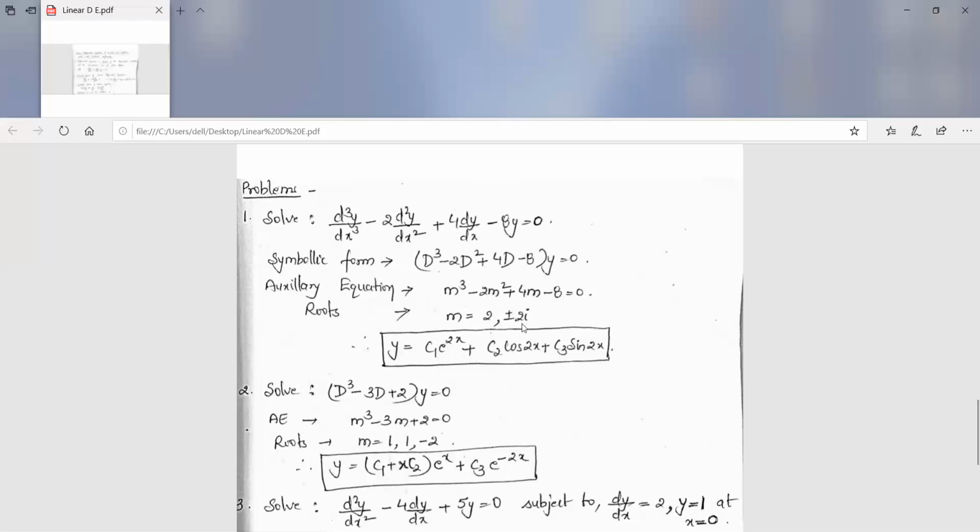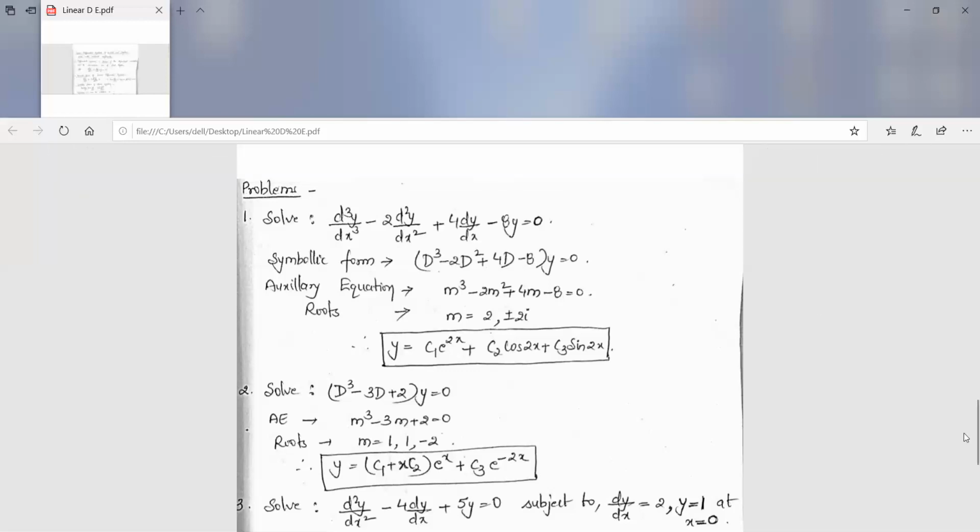Now, based on the cases of the complementary function, we are going to write the solution. y equals, for the real number, c1 e power 2x plus, then for plus minus 2i, there is no real part in this complex number, so only the imaginary part is there. We will write c2 cos 2x plus c3 sin 2x. This becomes the complete solution of this differential equation because it is homogeneous. It doesn't contain the phi x part, so there will be no particular integral for this problem.